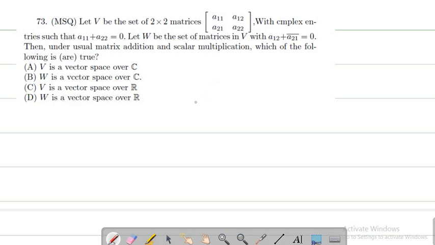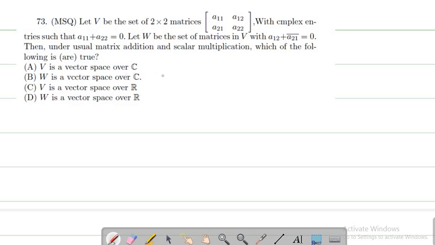So here we have a very interesting question. We are given V, a set of 2 by 2 matrices with complex entries, with the property that A11 plus A22 is 0. And W is a set of matrices in V, in fact a subset of V I think, with the property that A12 plus the conjugate of A21 is equal to 0. Then under usual matrix addition and scalar multiplication, which of the following is or are true?